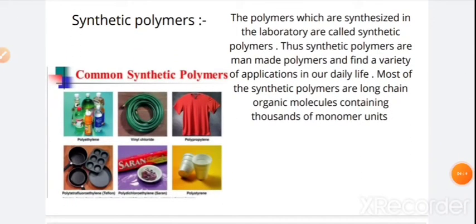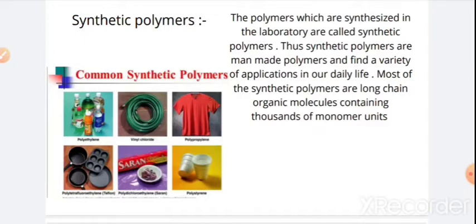Now the next is synthetic polymers. Okay, the polymers which are synthesized in the laboratory are called synthetic polymers. Okay, they are man-made and find a variety of applications in our daily life. Okay, and most of the synthetic fibers are long chain organic molecules containing thousands of monomer units. Oh, they are very important.